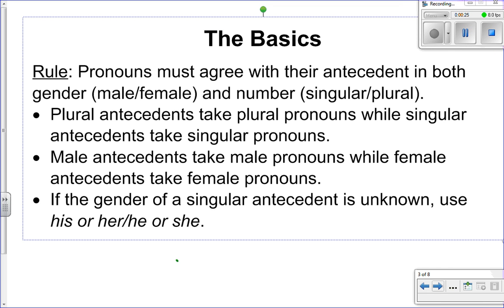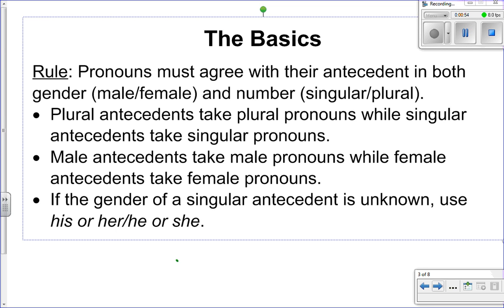The rule is that pronouns must agree with their antecedent in both gender, meaning male or female, and number, meaning singular or plural. Plural antecedents are going to take plural pronouns, while singular antecedents take singular pronouns. The same is true with male and female antecedents. They will take a male and a female corresponding pronoun. Now, if the gender of a singular antecedent is unknown, we're going to use one of two phrases depending on the context of the sentence, either his or her or he or she.